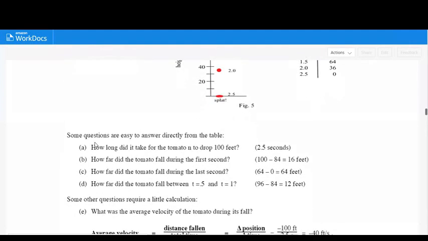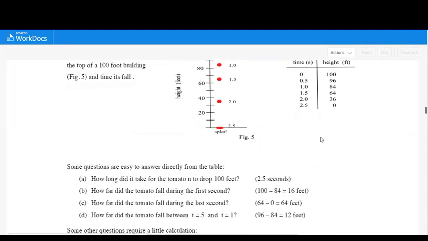So some questions are easy to answer directly from the table. Okay. How long did it take for the tomato to drop 100 feet? Okay, so dito sa record mo, that's 2.5. So yeah, 2.5 seconds. How far did the tomato fall during the first second? So during the first second, that's 84. So 100 minus 84, that's 16. So 16 feet yung na-travel niya.